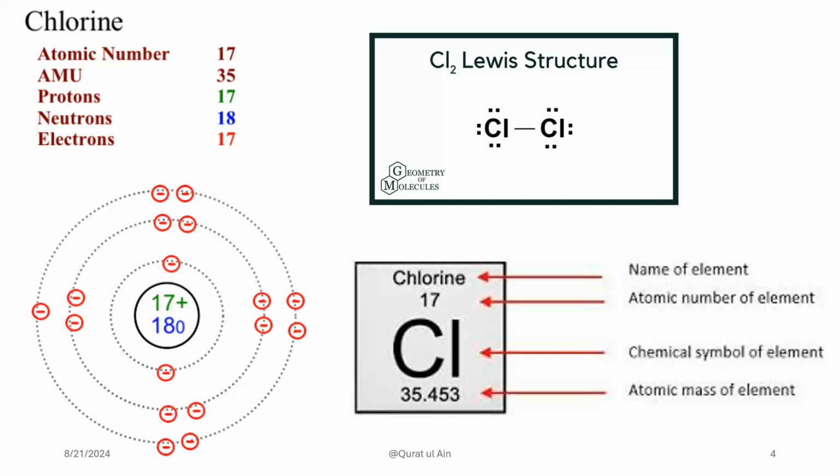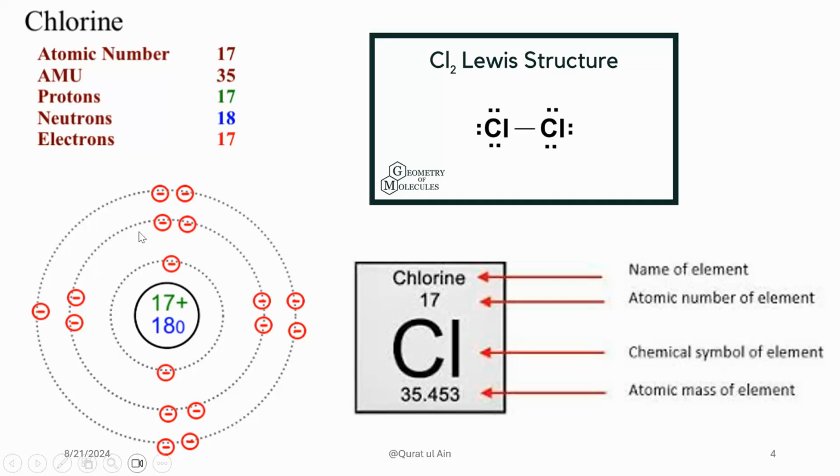To draw the Lewis structure, we have to know the electronic configuration of the atoms in a molecule. For example, if I want to draw the Lewis structure of a chlorine molecule, I have to know the arrangement of electrons in a chlorine atom. So here we have an example of a chlorine atom, and first we are going to understand its electronic configuration, and then we will discuss how we can draw this.